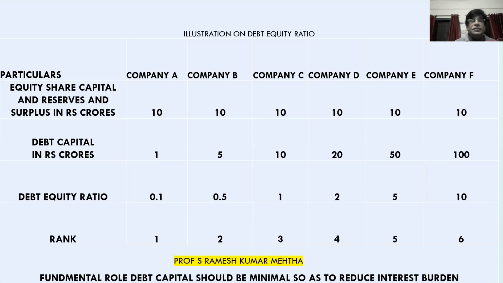Now let's rank them. The company with the lowest debt in comparison with the equity share capital, where the debt equity ratio is 0.1, is ranked 1. So Company A is ranked 1. Company B is ranked 2. And the last company is the worst company, which has a huge amount of debt in comparison with the equity share capital, and is ranked 6, the last rank.